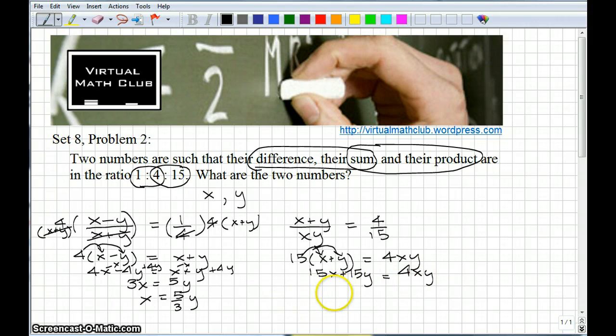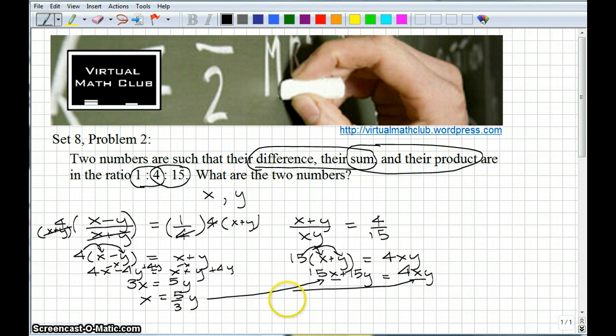What I'm going to do now is make a substitution. Over here we found that x was equal to 5/3 y. And if I can get rid of this x, there's an x here and an x here, then everything will be in terms of y, and it'll make it easier to solve. So since x is 5/3 y, I'm going to substitute 5/3 y for the x here, and the same way here for that x as well.